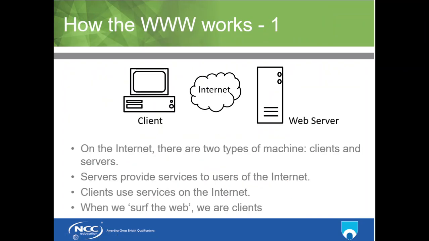Okay. Now, how does the World Wide Web work? On the internet, we have two types of devices. A device that wants to access a particular website, and a device that hosts that particular website. So the device that wants to access is called the client. So this might be your smartphone, your laptop, your tablet, and any other internet-enabled device.